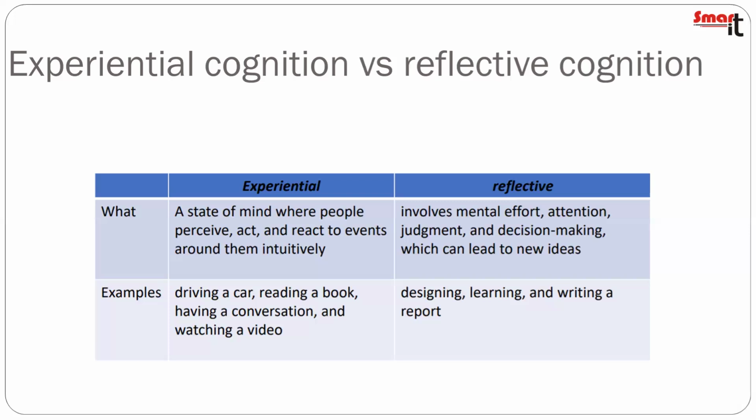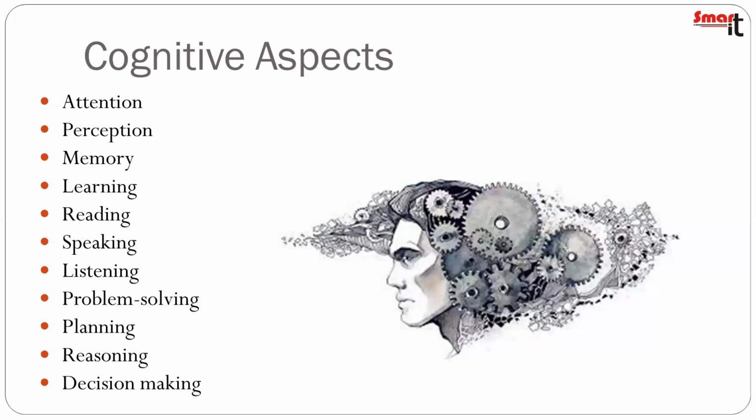Even after the examination, if you are interested in UX, you learn more than that, and using those basic concepts, you come up with a new idea, a research idea. That is called reflective cognition, not just learning. When it comes to cognitive aspects, there are so many: attention, perception, memory, learning. Everything is related to the cognitive process.